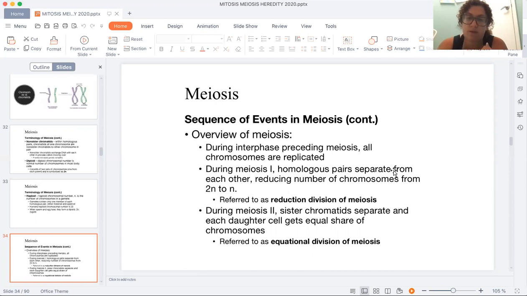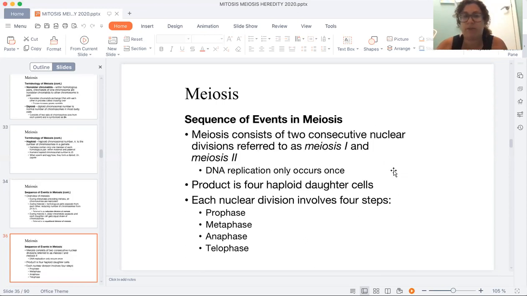Then during meiosis 2, the sister chromatids separate and each daughter cell gets an equal share of the chromosomes. This is also called the equational division of meiosis. In meiosis, there are similar phases, but just like in mitosis, meiosis consists of 2 consecutive nuclear divisions, referred to as meiosis 1 and meiosis 2. DNA replication only occurs once. And remember, they produce, for the most part, 4 haploid daughter cells. Each nuclear division has the same steps of prophase, metaphase, anaphase, telophase, but a little bit different.